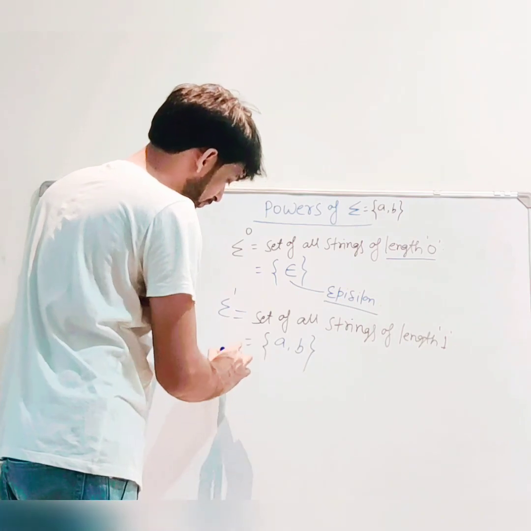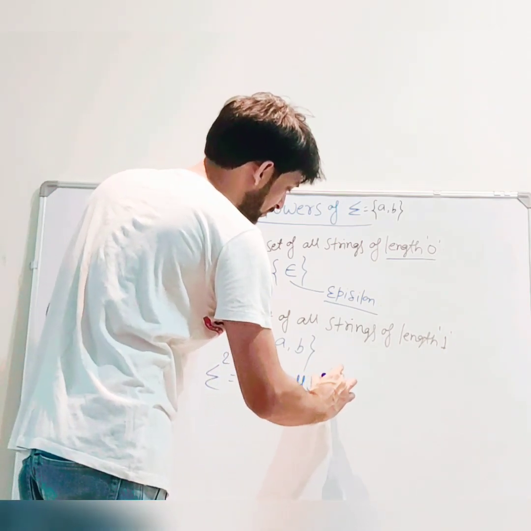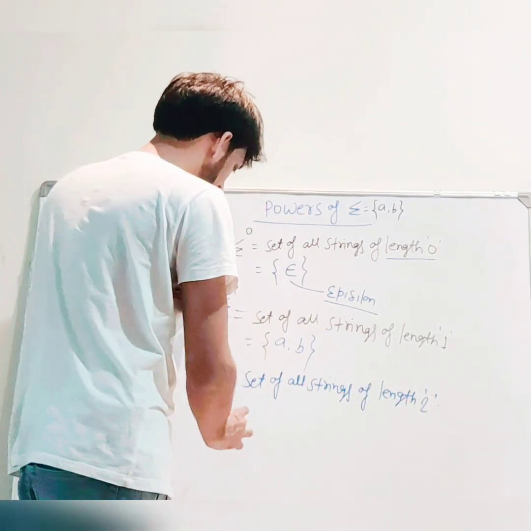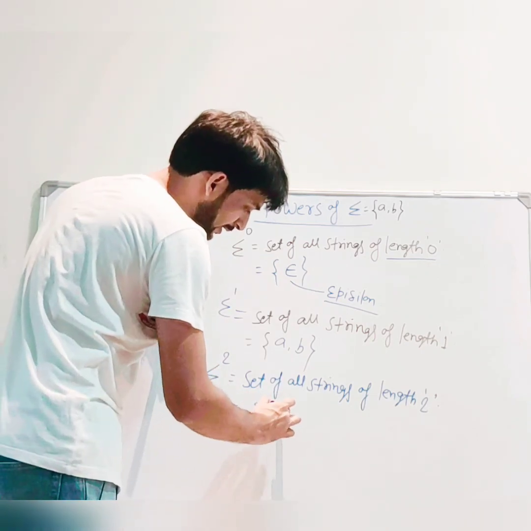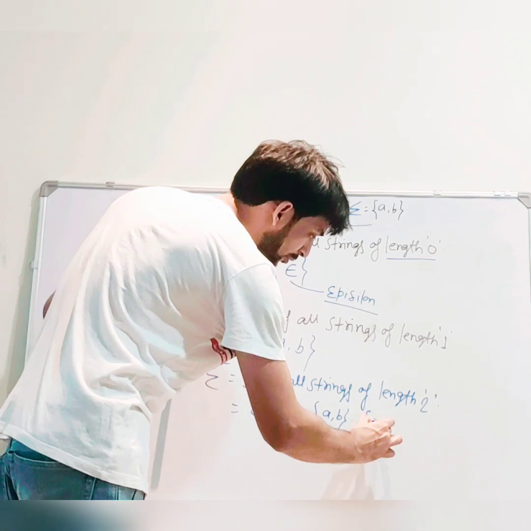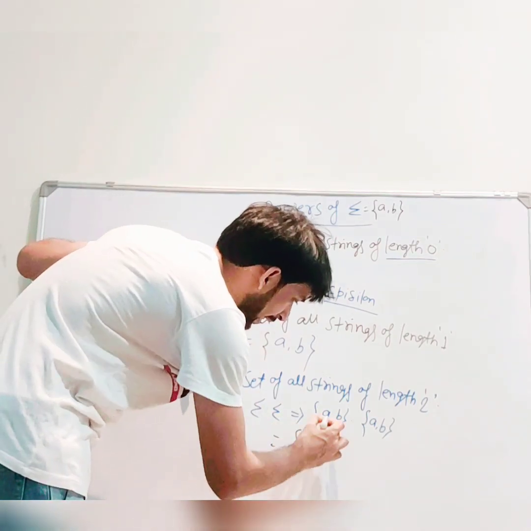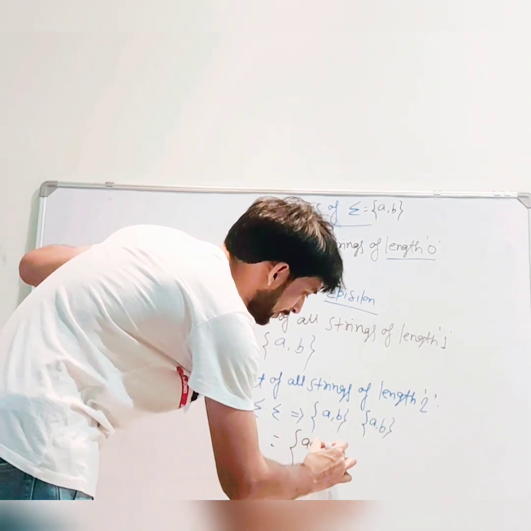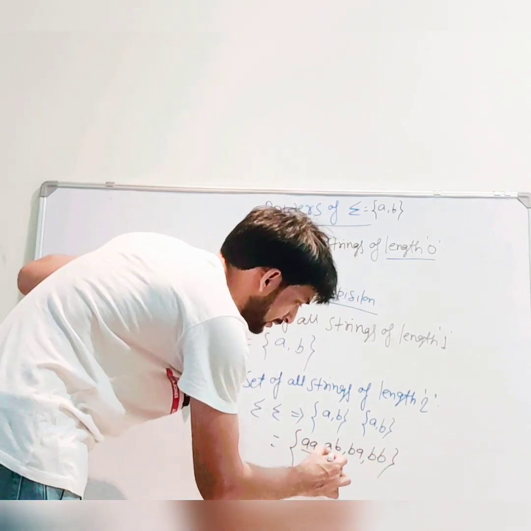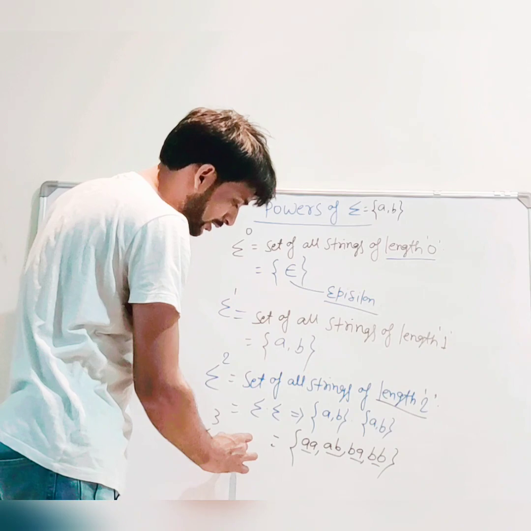Okay. Sigma to the power 2 means the set of all strings of length 2. Okay, so sigma square means sigma concatenated with sigma, and sigma is {a, b} concatenated with {a, b}, right? And it can be a concatenated with a, aa, a concatenated with b, ab, b concatenated with a, ba, and b concatenated with b, bb. See, each one is of length 2. Similarly we can find sigma cube, sigma to the power 4, and so on.